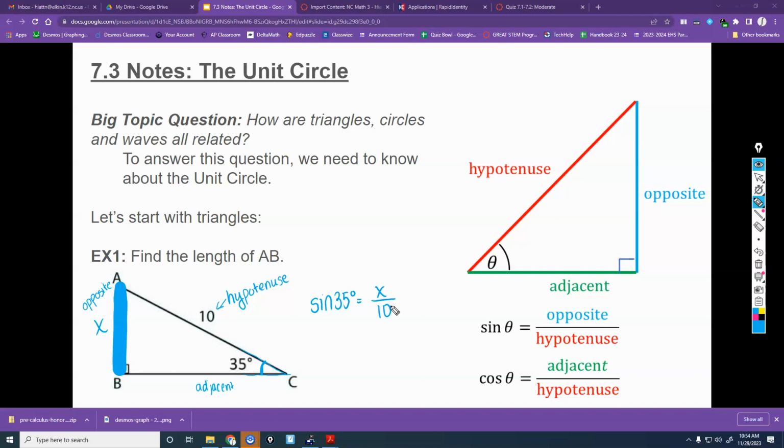And then I want to solve that equation for x, so what do I need to do? Multiply both sides by 10. I'll get rid of the 10 over here, and I'll have a 10 over here. And I can type that into my calculator.